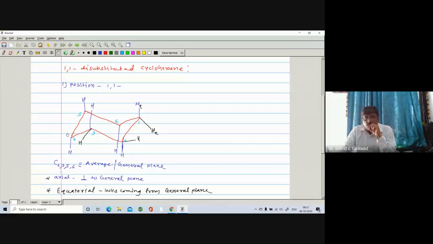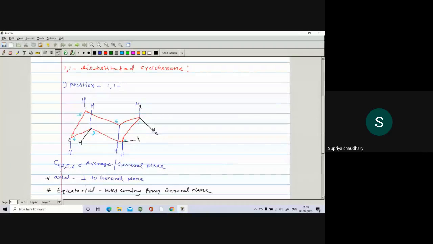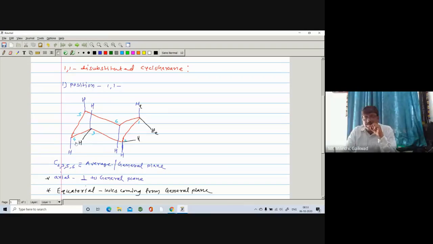on the carbon number 4, you have to draw an equatorial bond, right? So that equatorial bond should be parallel to which bond? Srushti, yes. Supriya, yes, tell me. Yes, 5 and 6. Right, absolutely right. Look here.